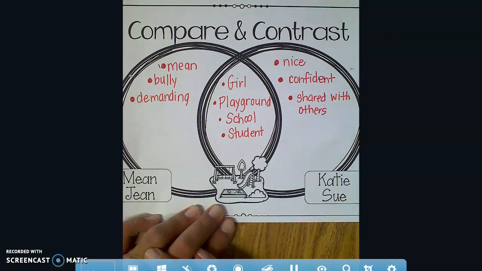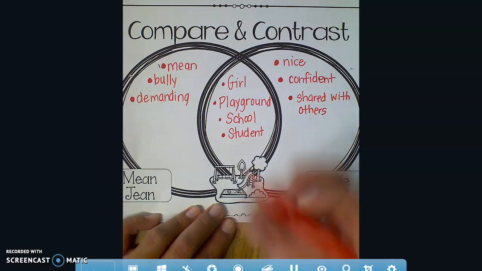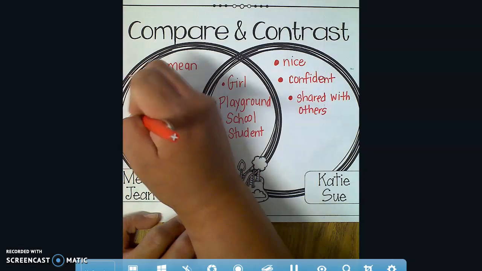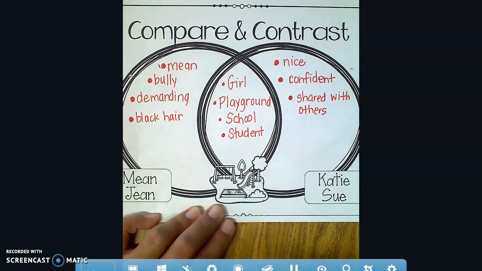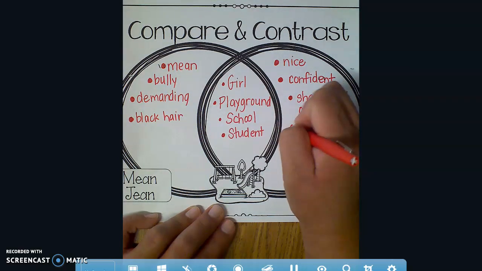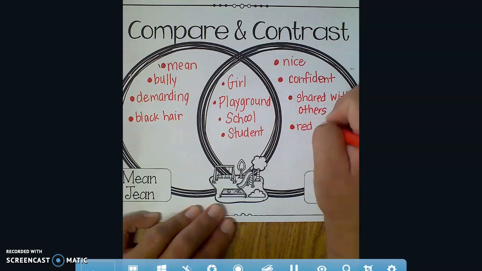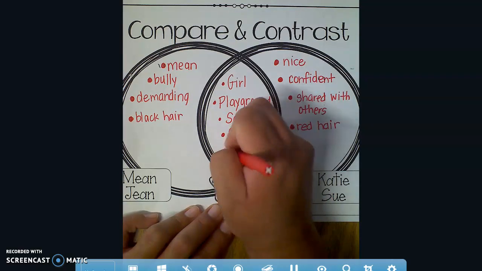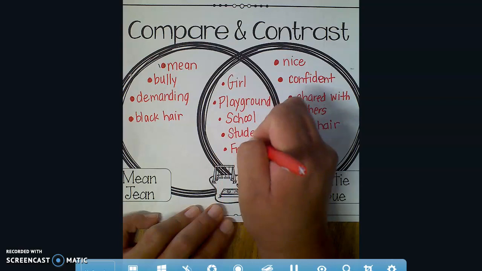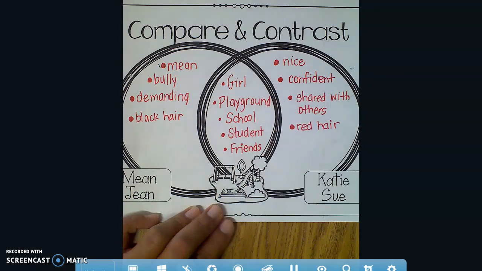And then one thing I'm going to point out, like in their physical characteristics, is Mean Jean had black hair. So if we're trying to remember their characters from the story, and Katie Sue had red hair. And then at the very end, they became friends, so they learned to work together and get along on the playground, and they became friends.